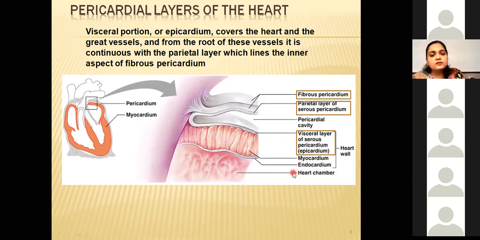Then we have the chambers, four chambers: two atria and two ventricles. Two are the receiving and two are the discharging chambers of the heart. First the epicardium, then the heart wall, then the chambers of the heart.